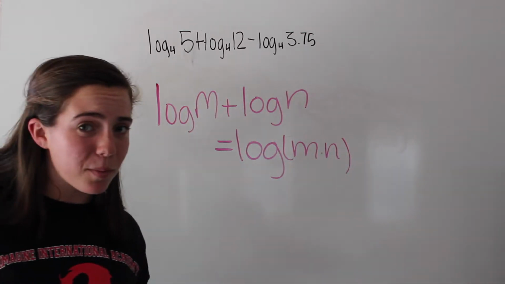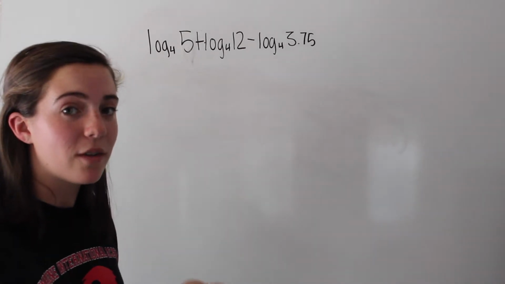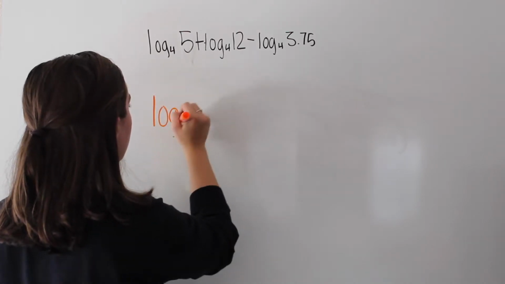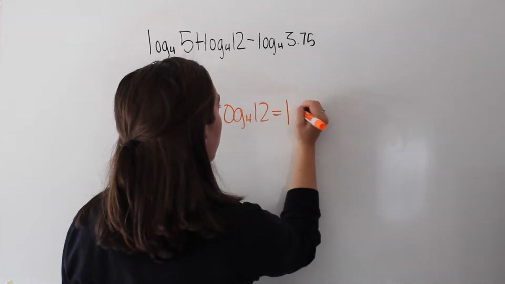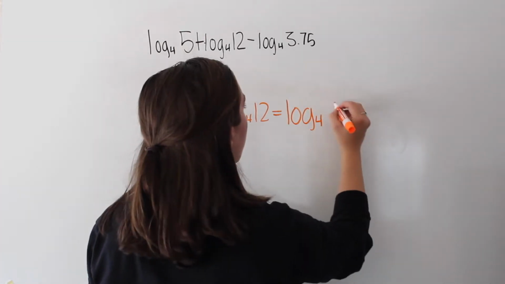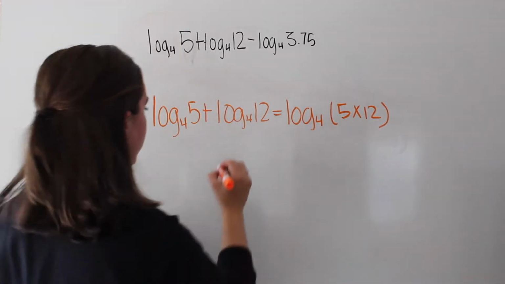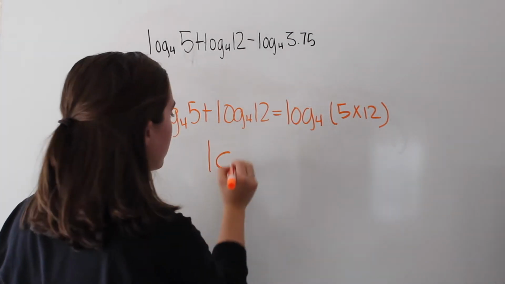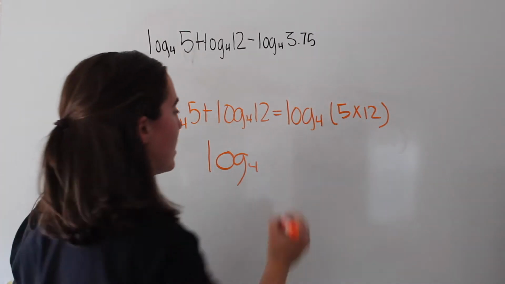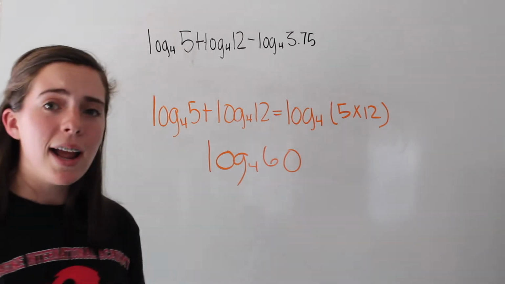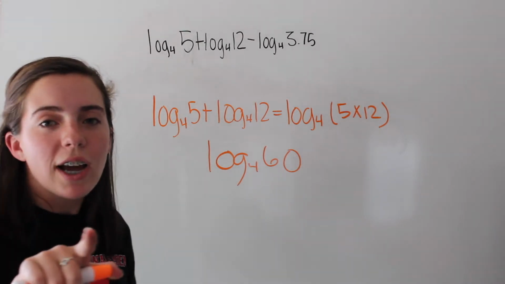Okay, so let's apply this to our problem. So we were looking at log base 4 of 5 plus log base 4 of 12. So this is going to be log base 4 of 5 times 12. In other words, this is equal to log base 4 of 60, because 5 times 12 is 60. Alright, so we've got that first portion of our problem done. Let's move on to our subtraction portion.